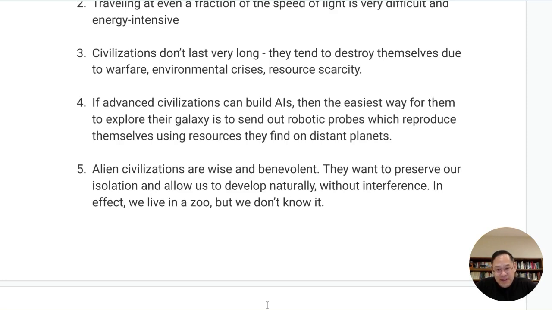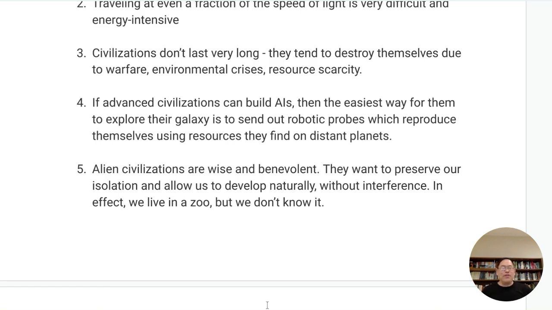Possibility 5 is that there are lots of alien civilizations out there, way more advanced than us, but they're actually very wise and benevolent. So they don't want to bother us. They follow what on Star Trek is called the Prime Directive, which is not to interfere with the development of primitive species like humans. So they just kind of allow us to develop naturally. They're kind of watching us. We kind of live in a zoo, but we don't really know it.